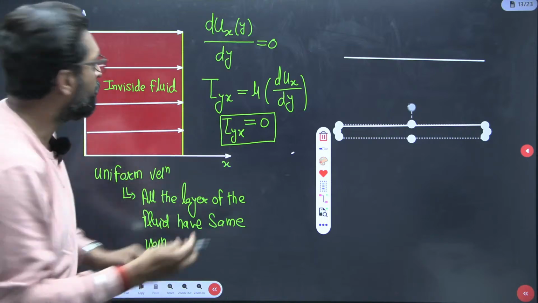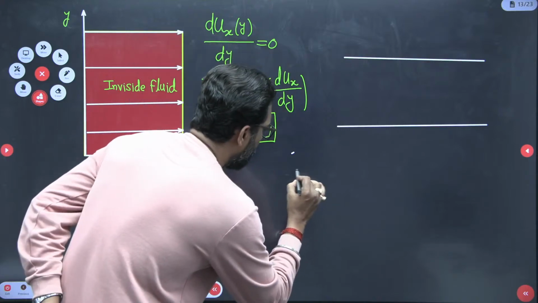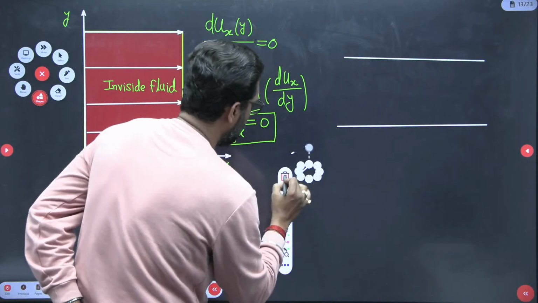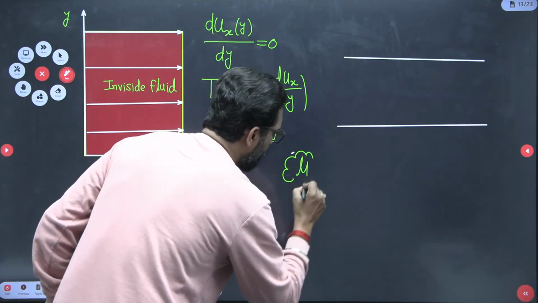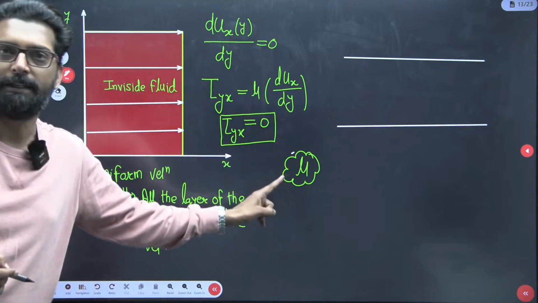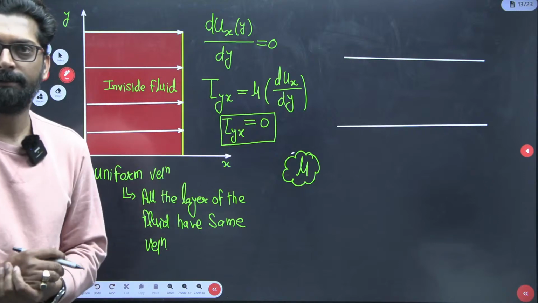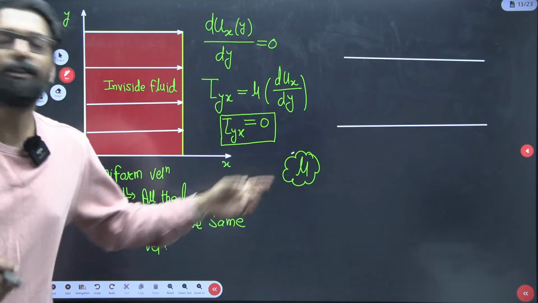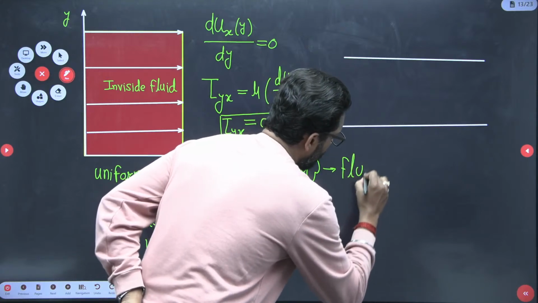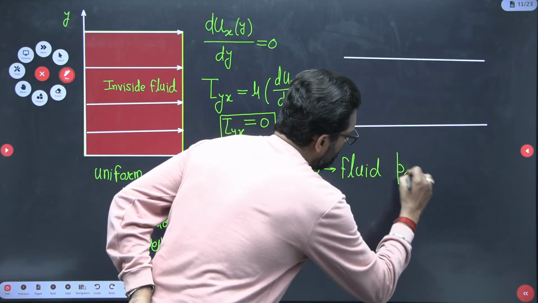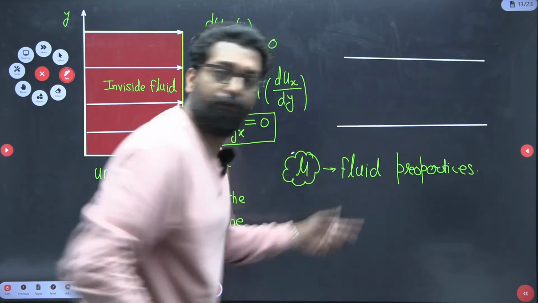Why? Because, beta, your question is good for interview purposes. See, viscosity, one second, please tell me, is viscosity a fluid property or a flow property? Viscosity is what? Fluid property. Okay. This is your fluid property.